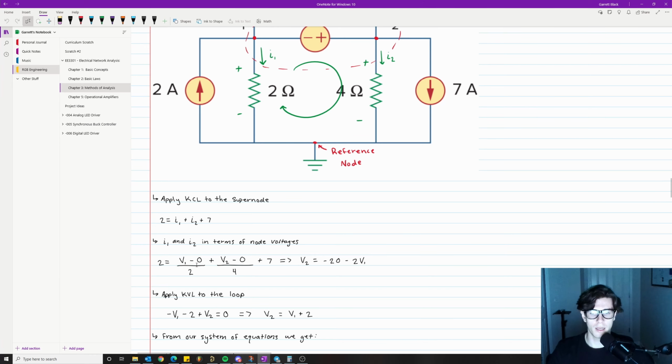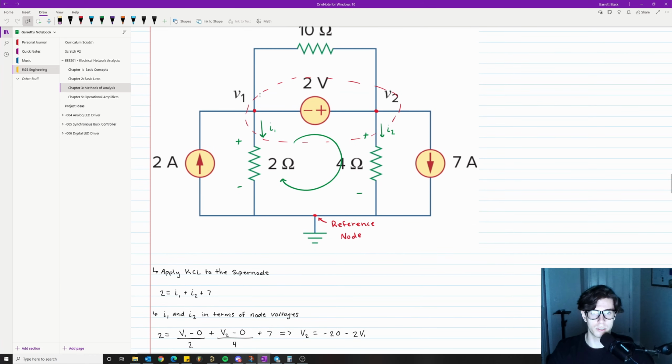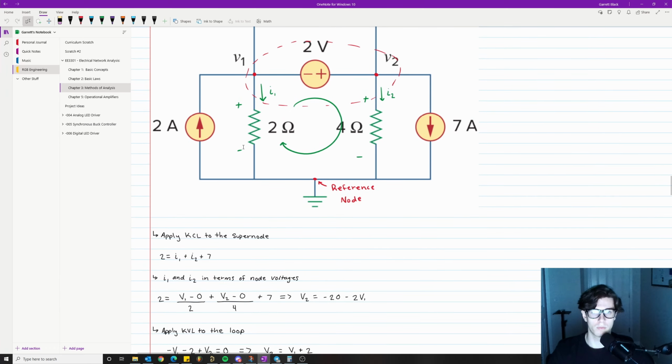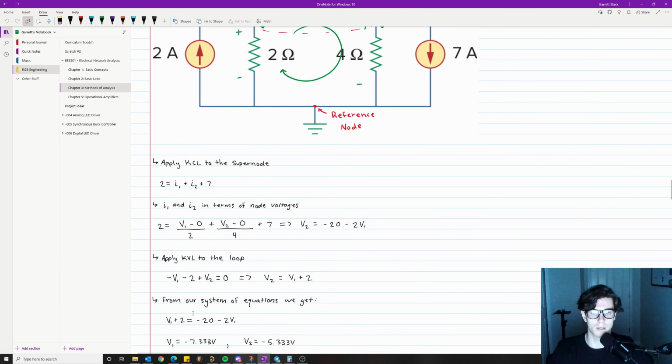So let's apply Kirchhoff's voltage law to the loop. The loop is just the loop that has the voltage source in it, which is right here. First up, we have a negative V1 because we're going minus to plus right here. So we're going from 0 volts to V1, so of course V1 is going to be negative.